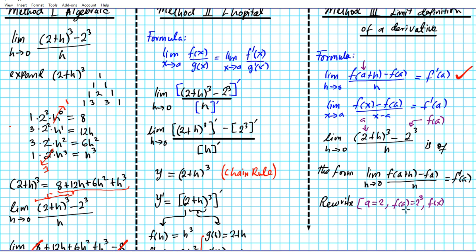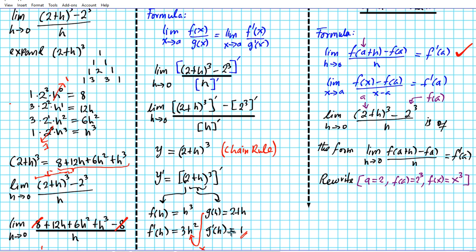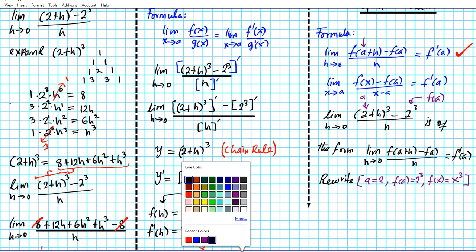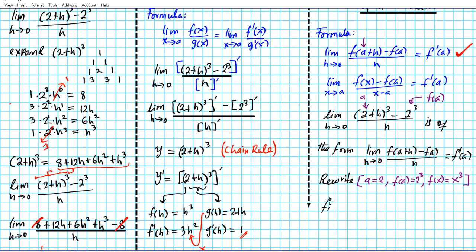You just simply replace a with x, right? So f of x is going to be x to the third power. And there you have it. Okay, so to rewrite this problem, the problem is going to be to find f prime of 2, where the function is x to the third.